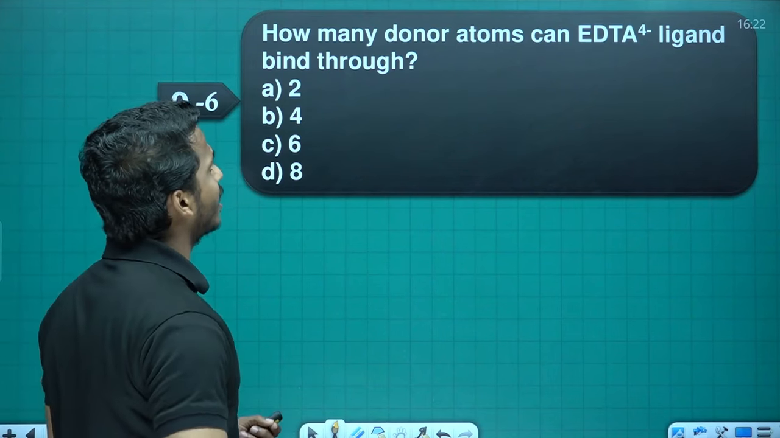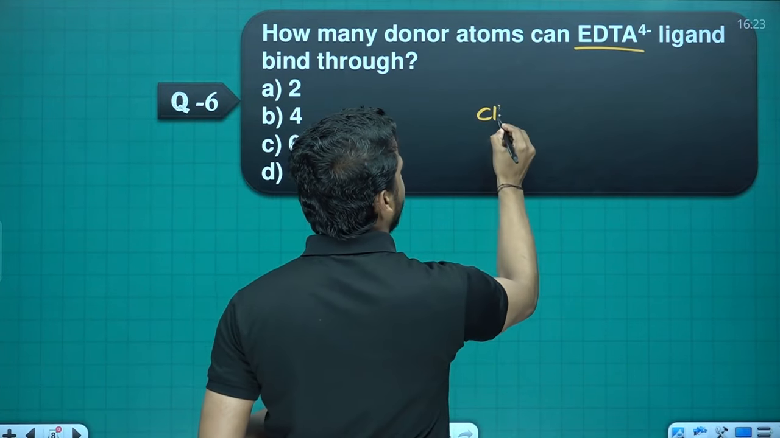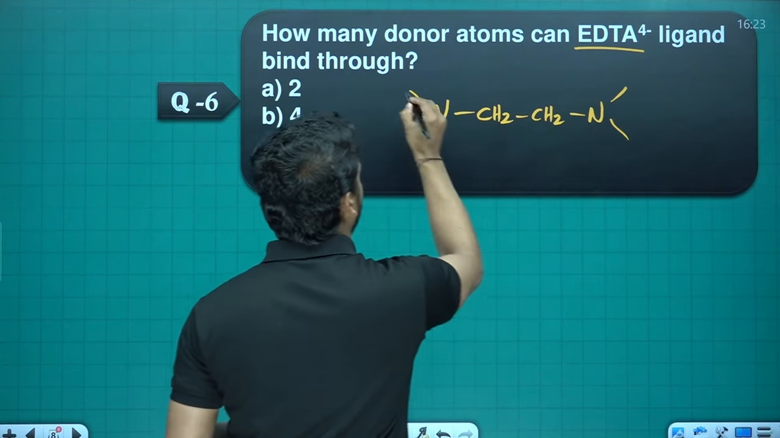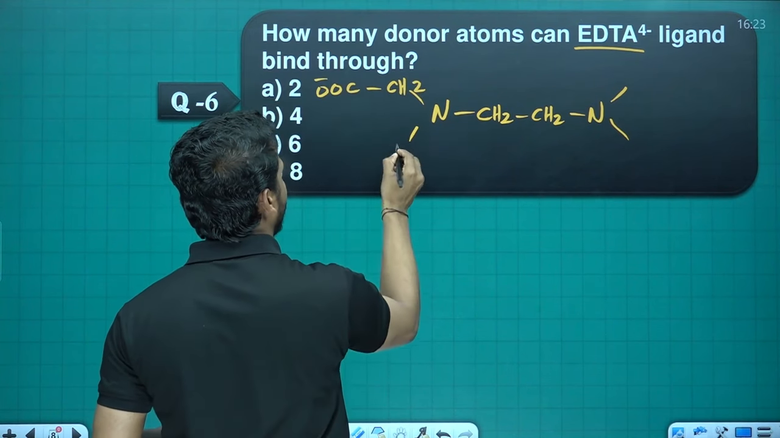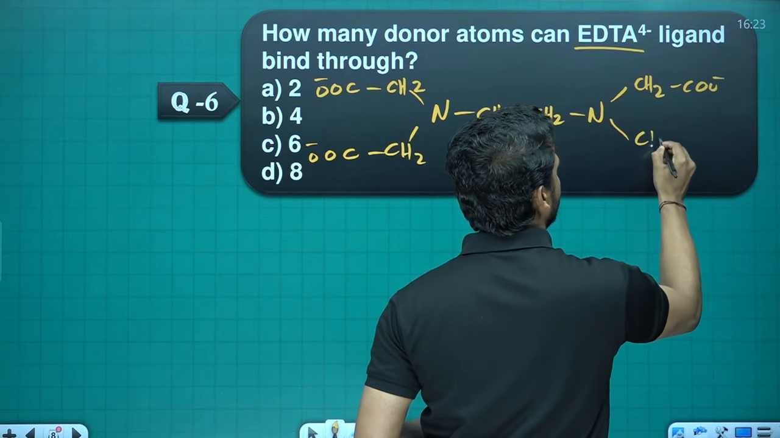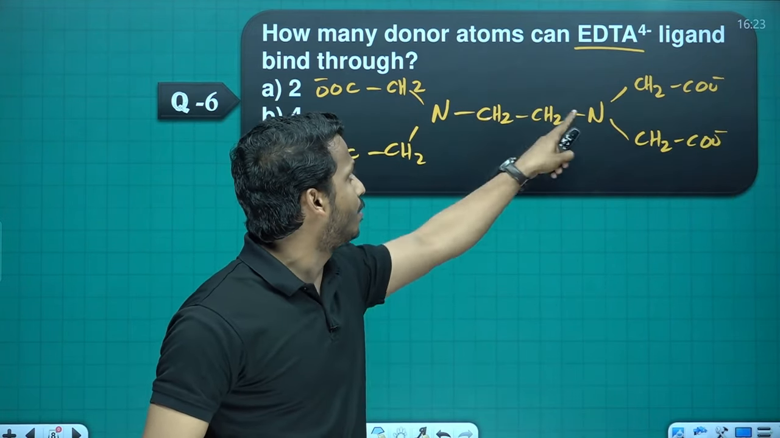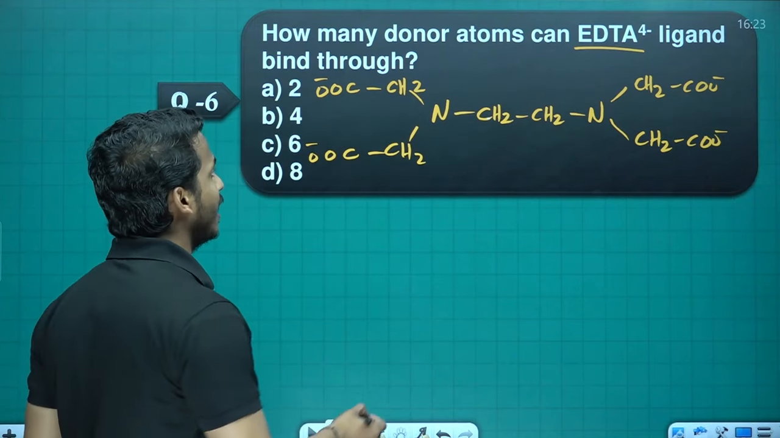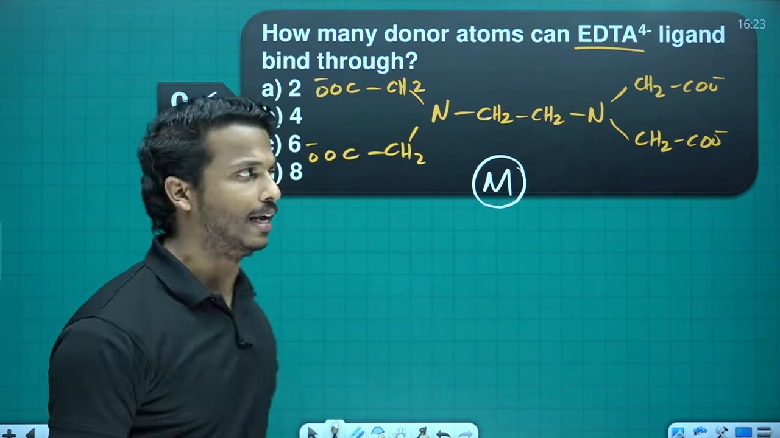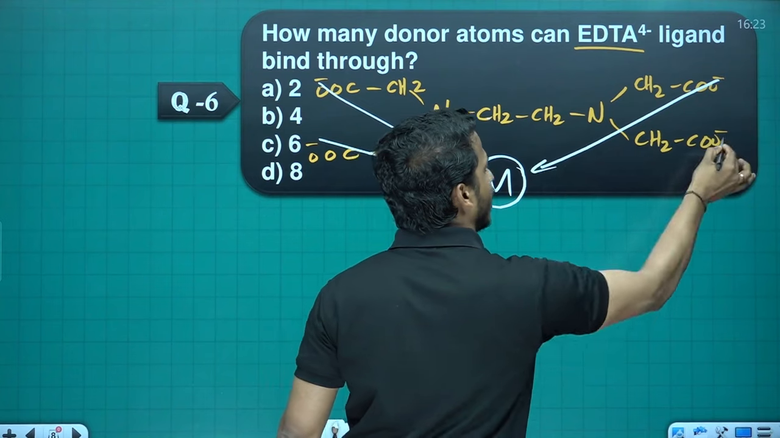Now, how many donor atoms can EDTA 4- ligand bind through? You know what is EDTA full form? My dear, EDTA is what? Ethylene diamine tetra. Tetra means 4. What? Acetate. CH2COO minus, CH2COO minus, CH2COO minus, CH2COO minus. This is the compound called EDTA, ethylene diamine tetraacetate. We studied in classes, if there is a metal atom present, how many donor atoms are present in EDTA? Negatively charged positions are donor atoms because they are electron rich. Negative indicates that electron rich.